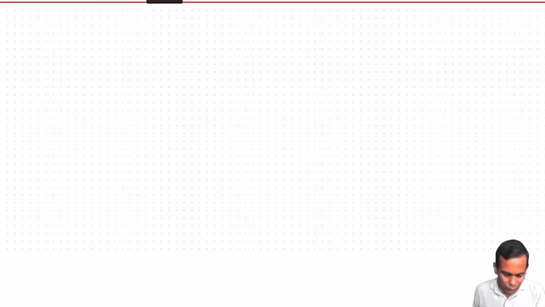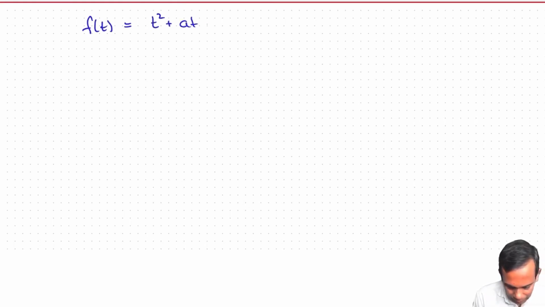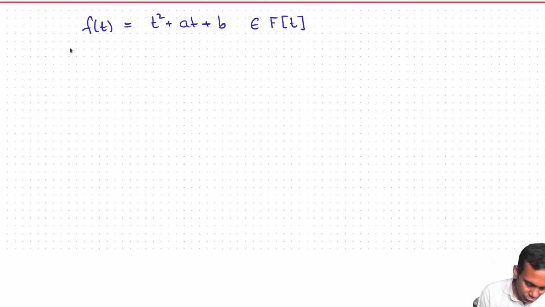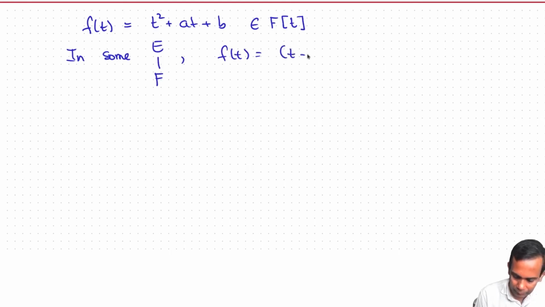But let's ask, suppose we have a polynomial f(t) equals t squared plus at plus b. We could have taken at squared plus bt plus c, but it doesn't really matter because scalars are units, so we can just take a monic polynomial belonging to F[t]. F is any field whatsoever. Now, in some extension E, we have f(t) is (t minus alpha) times (t minus beta). So alpha, beta belong to E.